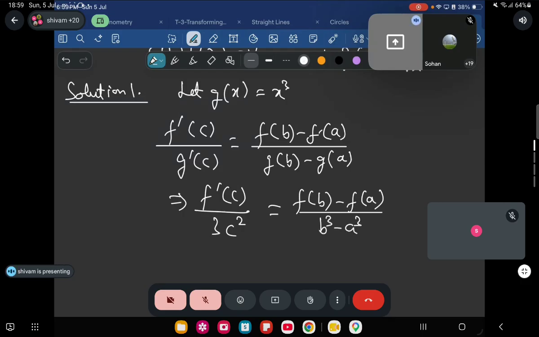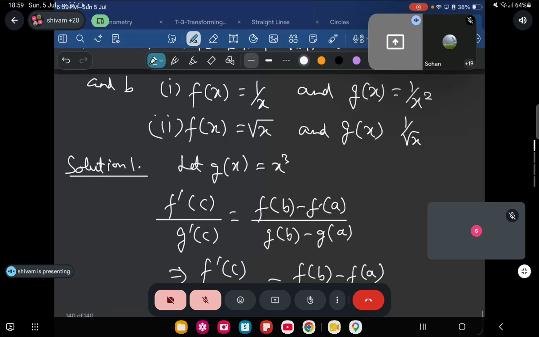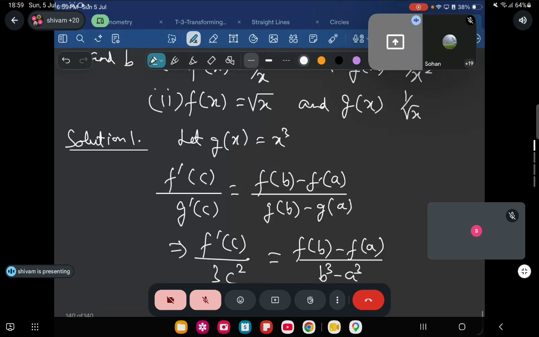There is another method you can apply. You can apply Rolle's theorem also by cross multiplying and taking a function. The way I have proved Cauchy's theorem, same way you can do this one as well.